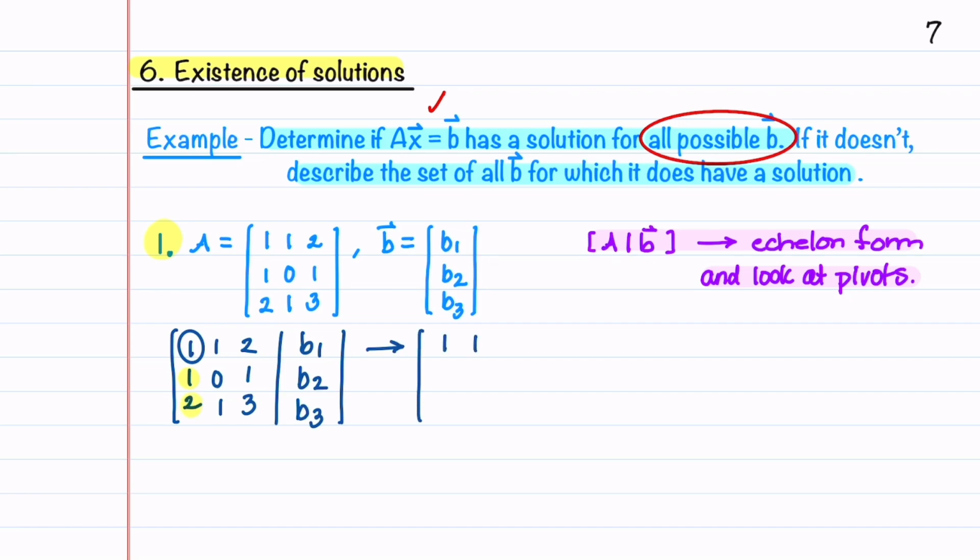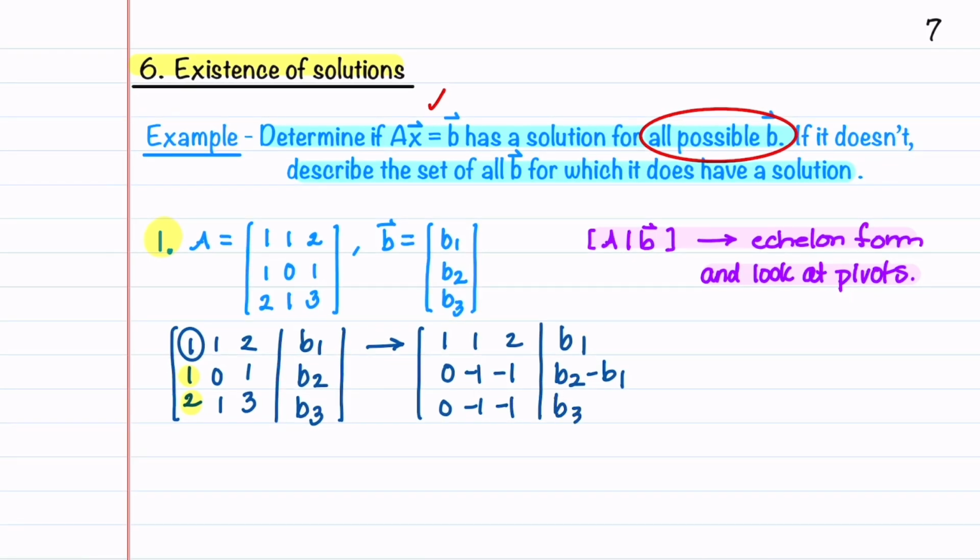This gives us 1, 1, 2, B1, and then 0, -1, -1, B2 minus B1. And then for our third row, we'll get a 0, a -1, a -1 again, and then a B3 minus 2 times B1.